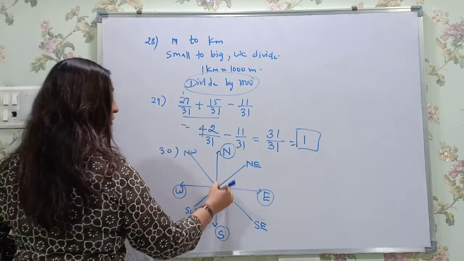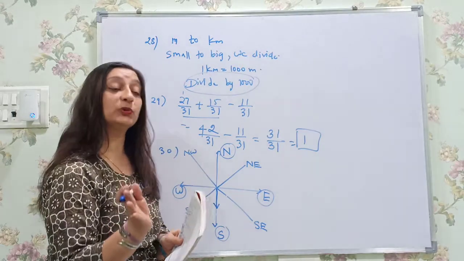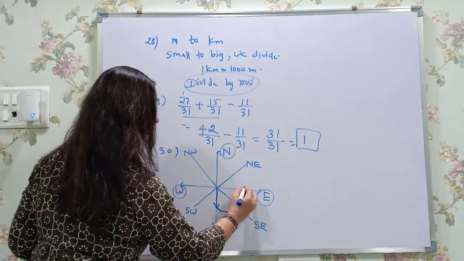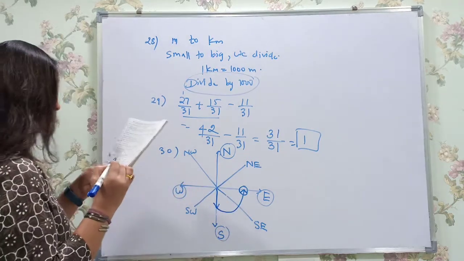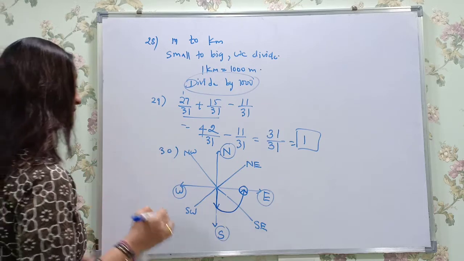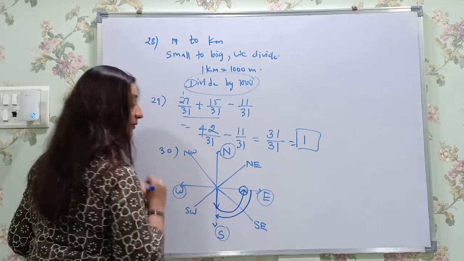Okay. Now the ship is going like this. It is turning 90 degrees towards its left, so this side. So it has turned 90 degrees and came on east. Okay. And then 90 degrees to its right. Again from the same place it is turning 90 degrees to its right.